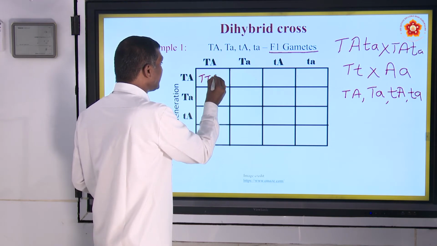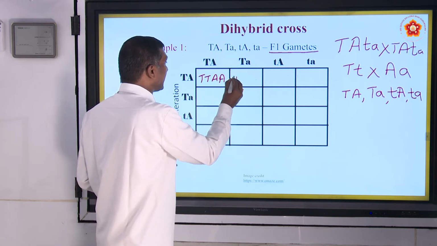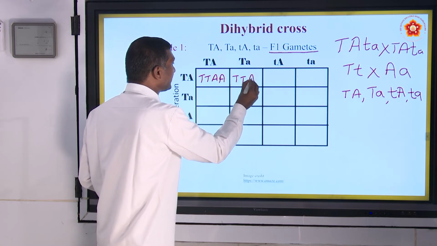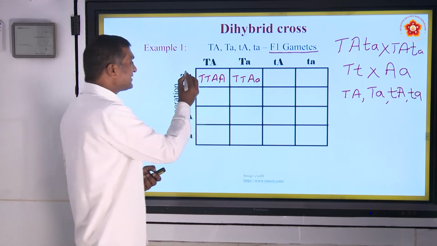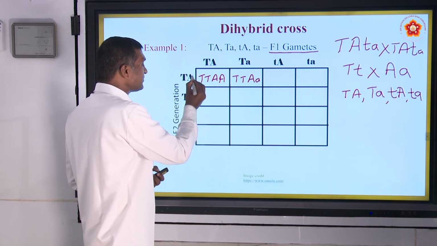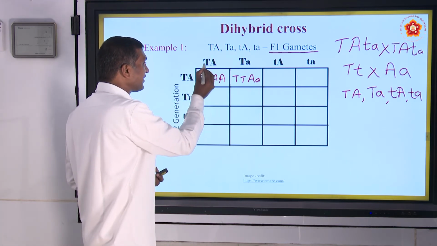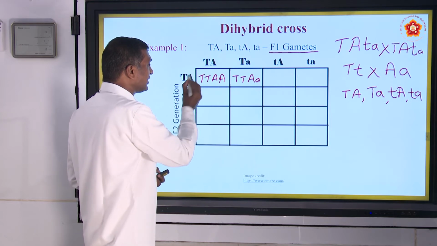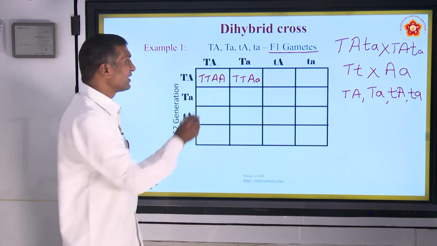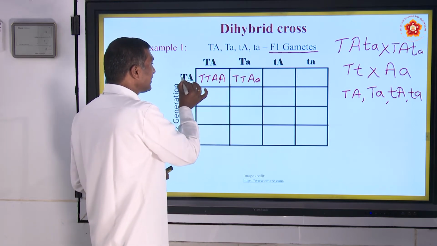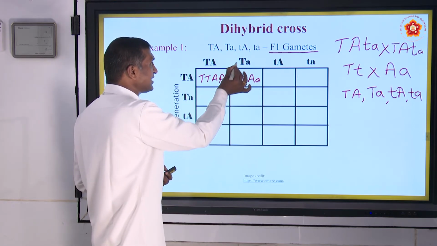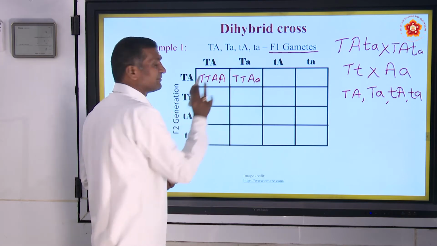Capital T, capital T, capital A, capital A, capital T, capital T, capital A, small a. Are you all understanding, dear students? Just combining capital T, capital A with capital T, capital A, write all the two T's together, all the A's together, that's all. Capital T, capital A with capital T, small a. Capital T together, capital A, small a.